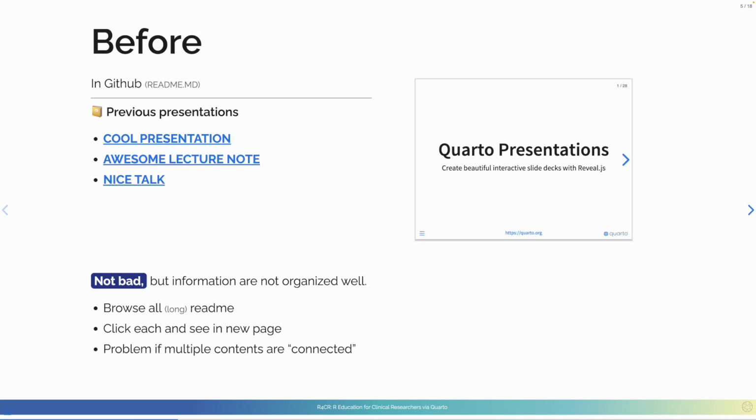To do this, I used a GitHub repository and some long readme files to show a list like this figure. So like a previous presentation, you click, and this content will appear in a new web page. This approach is not bad, but information is not organized well. So the reader should read every readme to find and click it, browsing all the readmes. And if multiple contents are connected, like a series, it increases the complexity a lot.